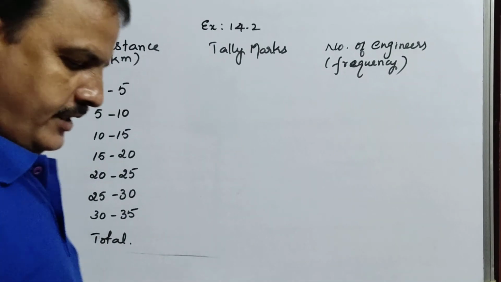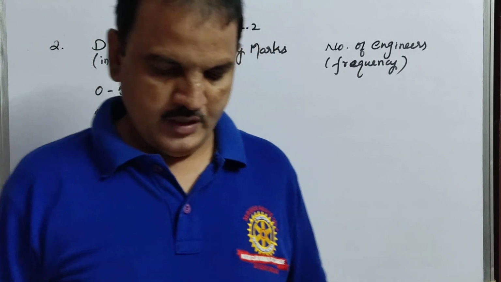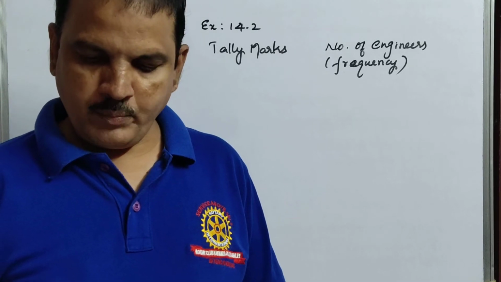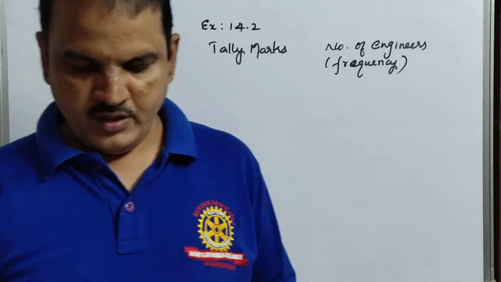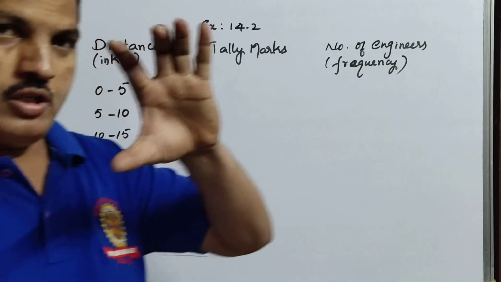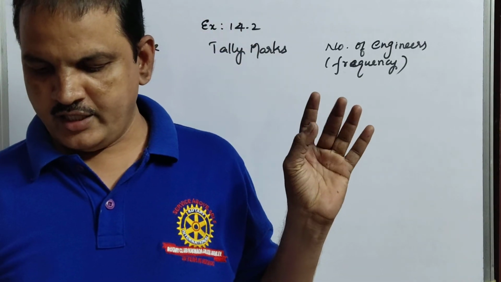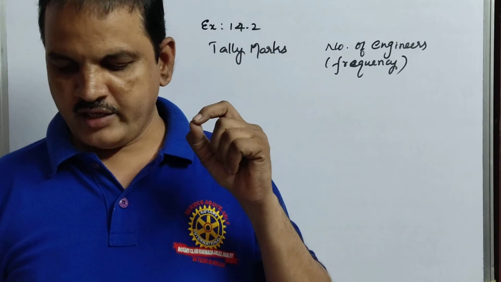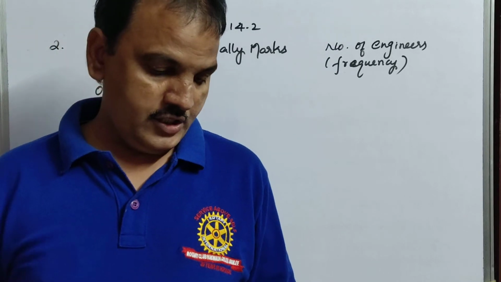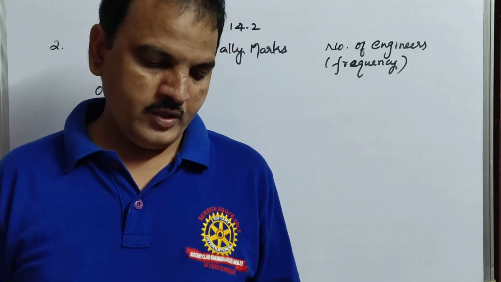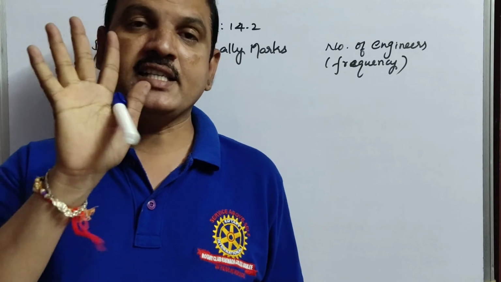Okay, children, see here. Once again I am reading the question. The distance in kilometers of 40 engineers from their residence to their place of work were found as follows. For each engineer, the distances are given in the question: 5, 3, 10, 20, 25, 11, 13, 7, 12, 31. So many are given. Total how many? 40 engineers. Now the question is: construct a grouped frequency distribution table with a class size of 5 for the data given above.